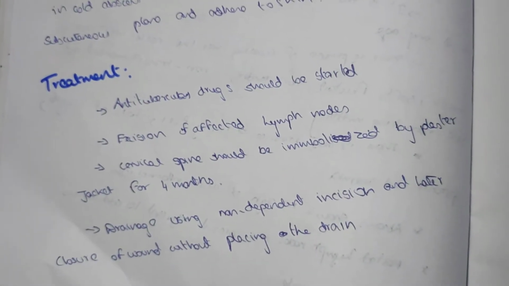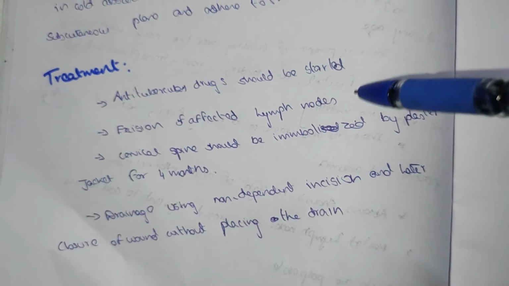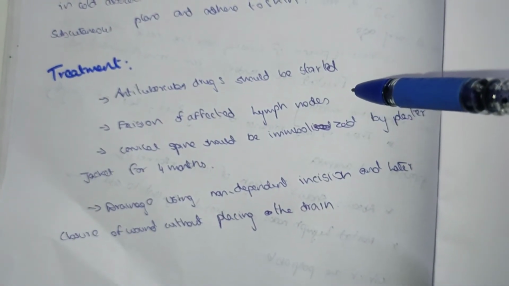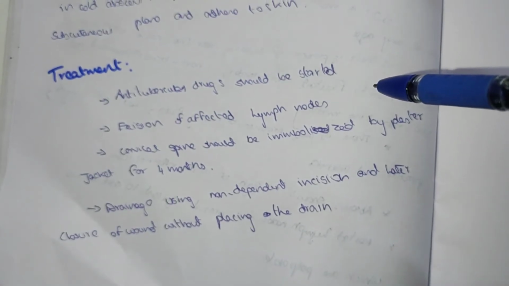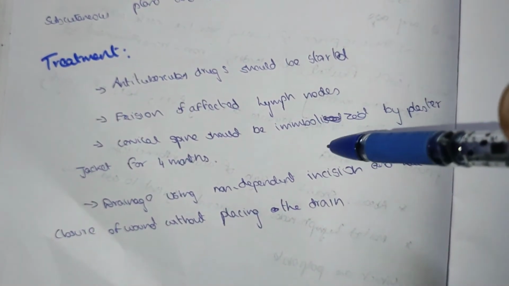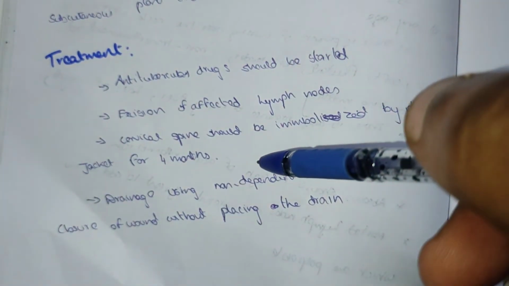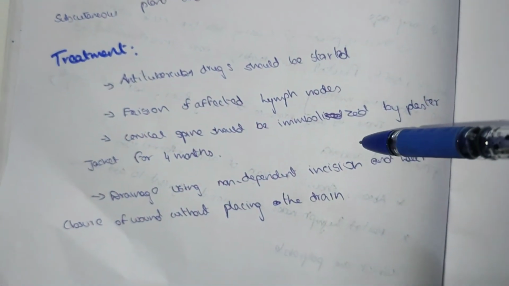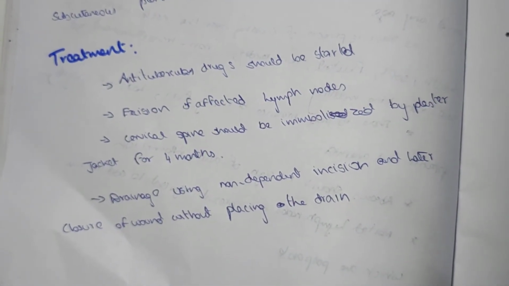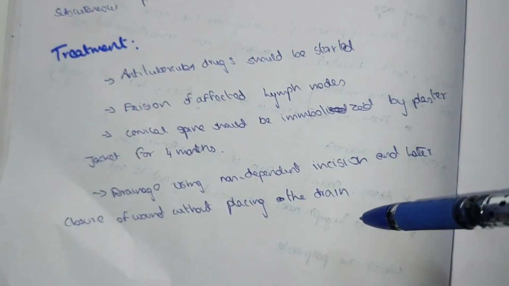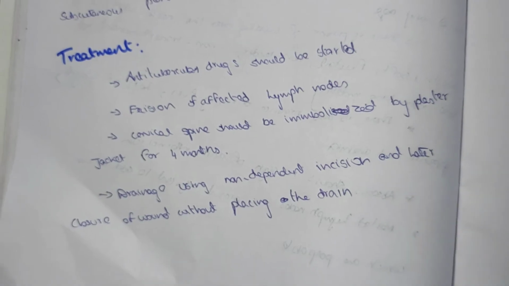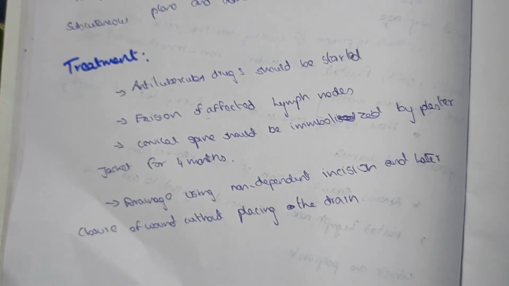Now we will see the treatment. Antitubercular drugs are given. Excision of the affected lymph nodes should be done because the lymph nodes get matted. The cervical spine should be immobilized by a plaster jacket for 4 months. Drainage is done using a non-dependent incision, and later the wound is closed without placing a drain. These are the treatment of cold abscess.